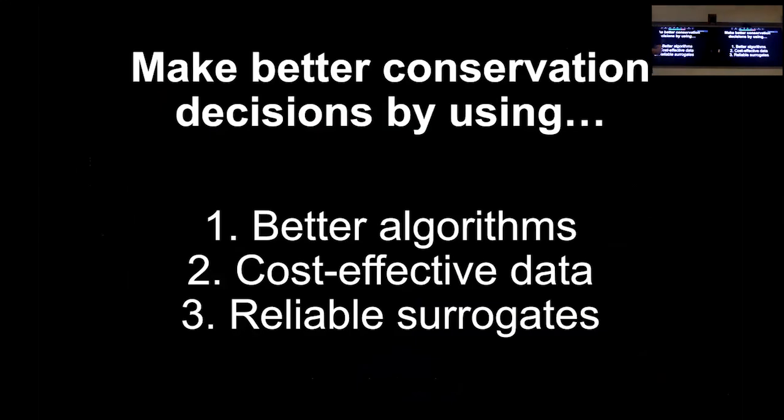But thank you so much for listening to me. Basically, I just want to say there are many ways we can improve conservation decision making. I went over three: better algorithms, cost-effective data, and reliable surrogates. Of course, there are many more. If you want to know what other stuff we could do, that's also a good question for question time. But yeah, thank you so much.